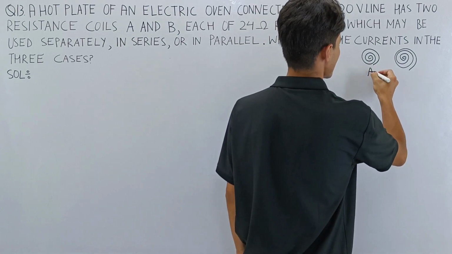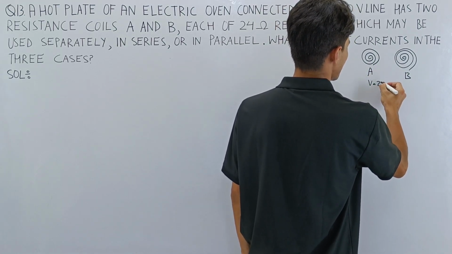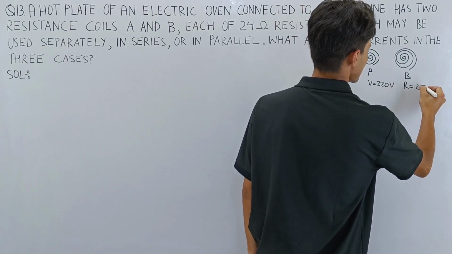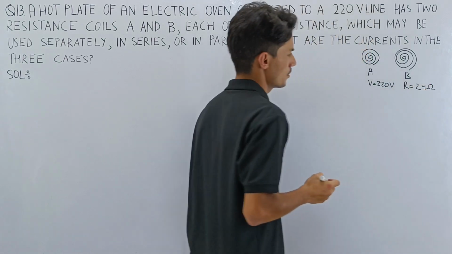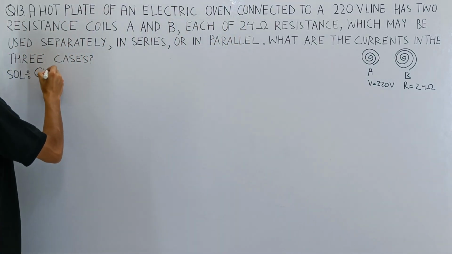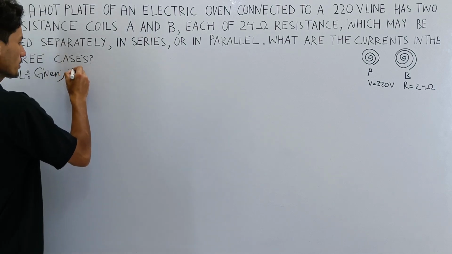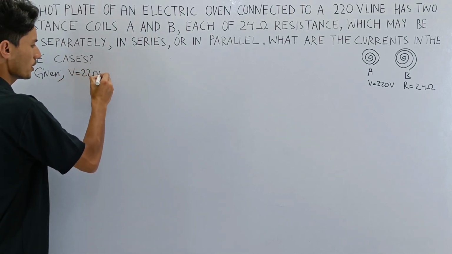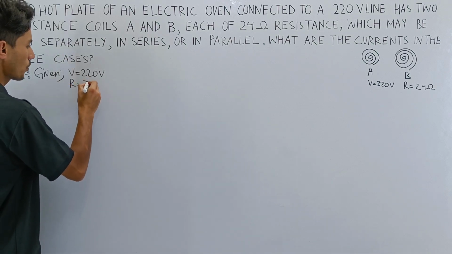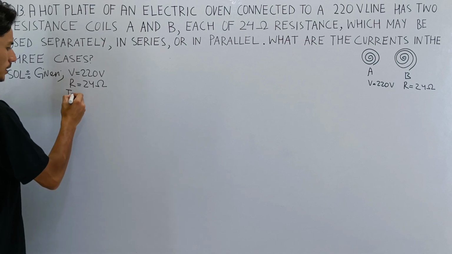So these are the hot plates. Their names are given to us, A and B. The potential difference is also given to us, 220 volt, and the resistance is also given to us. Each plate is of 24 ohms. So we can write this in the given. Write down whatever information is given to you. Potential difference is 220 volt. Resistance is 24 ohms. And what are we supposed to find? We are supposed to find the current.